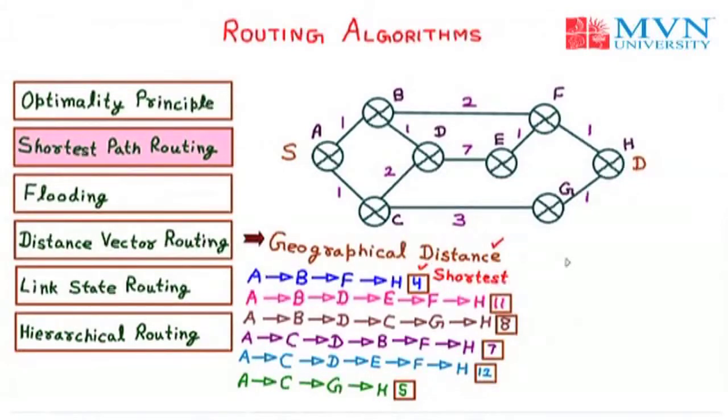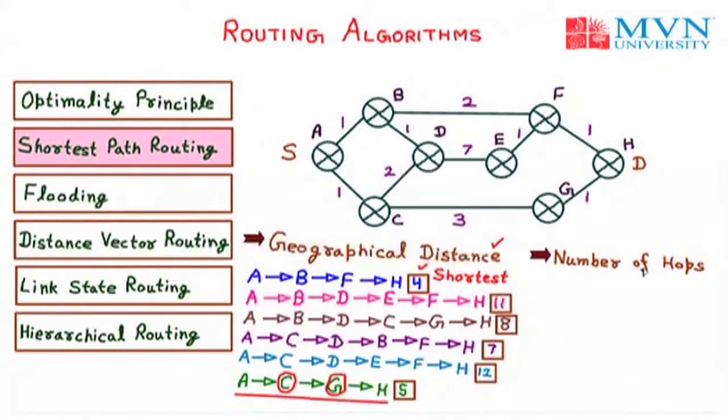Now we have one more aspect besides the geographical distance, that is the number of hops. To understand the number of hops, let us take the example of one of the paths. Example, the path is A, C, G and H. In that particular path, we have 2 routers between source and destination, that is C and G. So we have to cover 2 routers between them, so the number of hops is equal to 2. So the number of hops is equal to the number of routers.